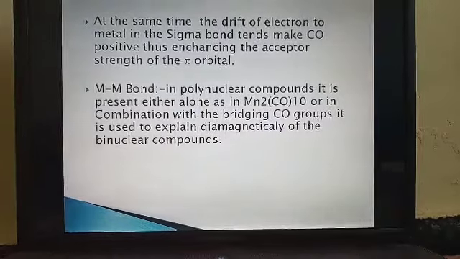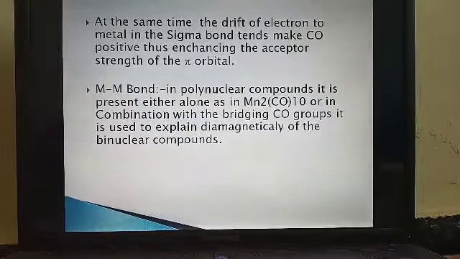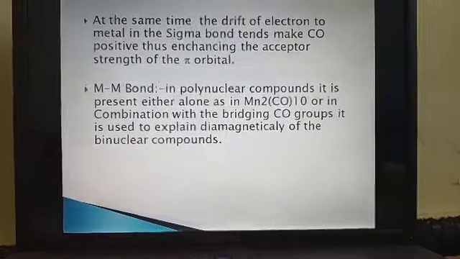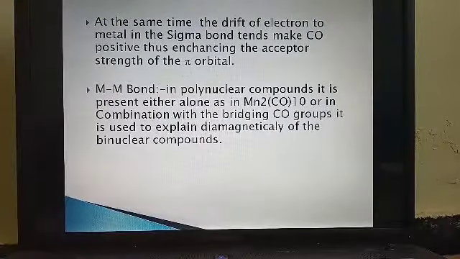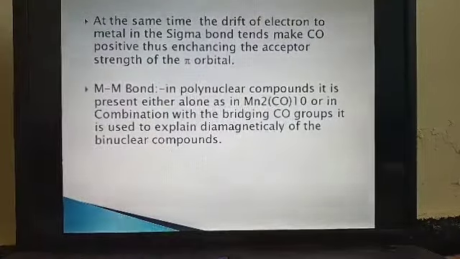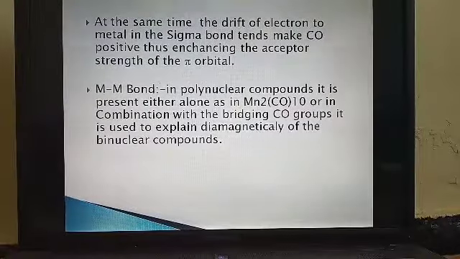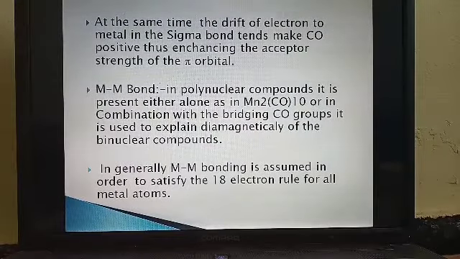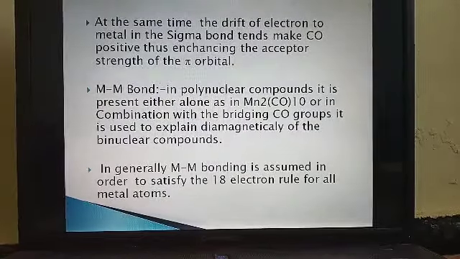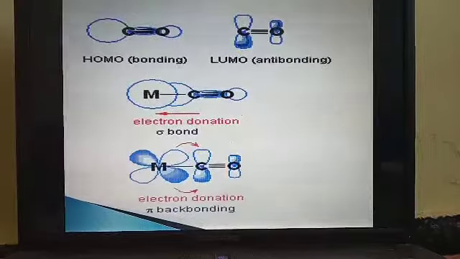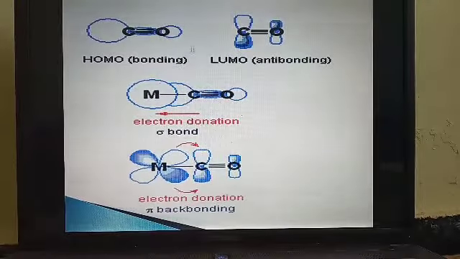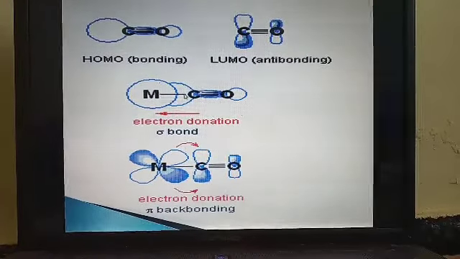It is used to explain the diamagnetic property of binuclear compounds. Magnetic properties are important for organometallic compounds to explain whether they are diamagnetic or paramagnetic. Then, in general, metal-metal bonding is assumed in order to satisfy the 18 electron rule, to know the stability of the complexes. So we can see the formation of a bond in metal carbonyls.